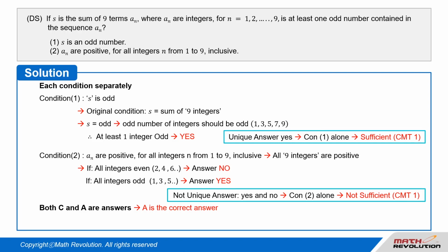This is an approximately 50 to 51 level question. Be sure to do a lot of practice, and you will ace these questions when you write the actual exam. Condition 1 alone is sufficient. So, A is the correct answer. Answer: A.